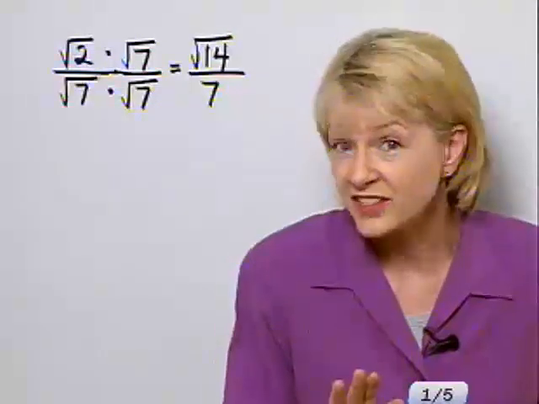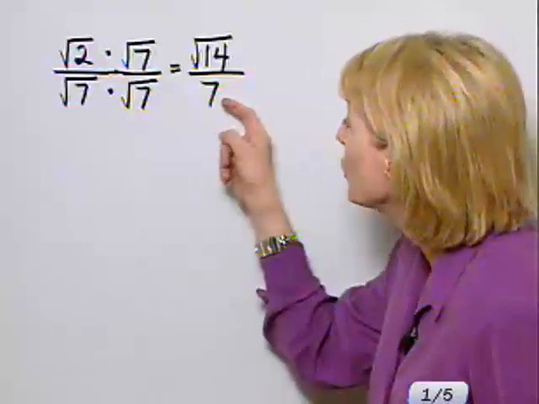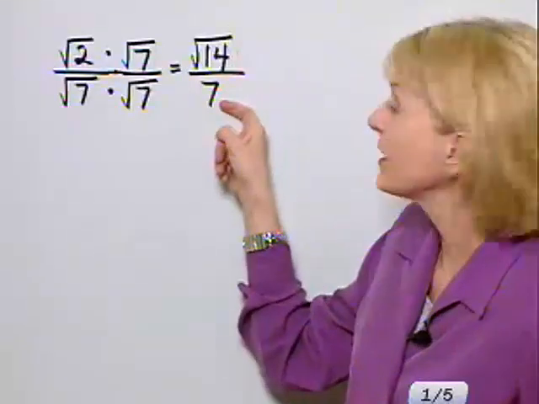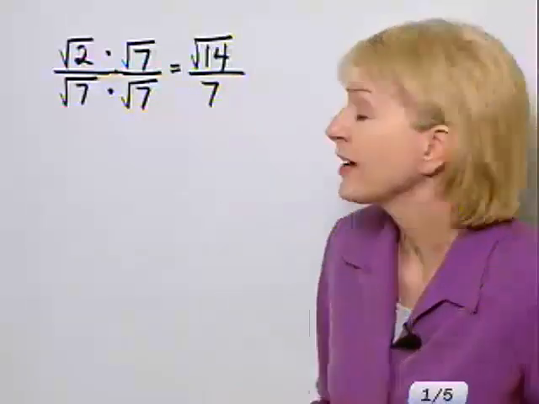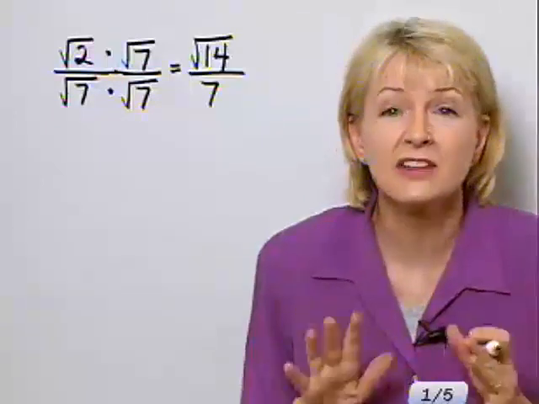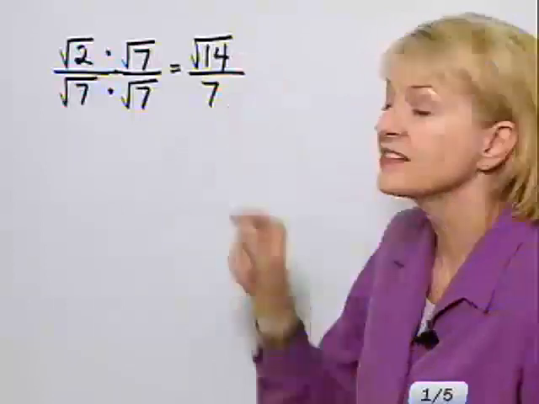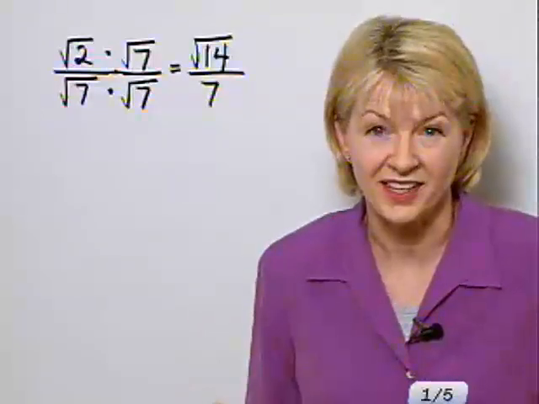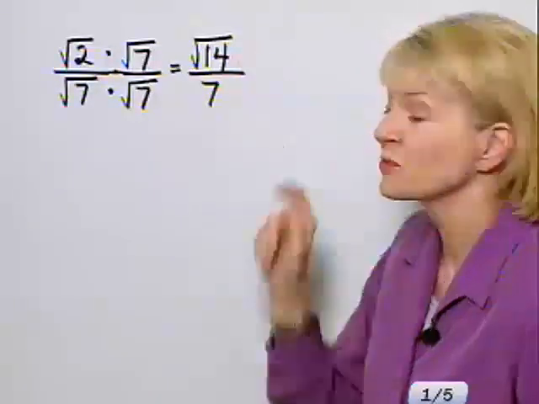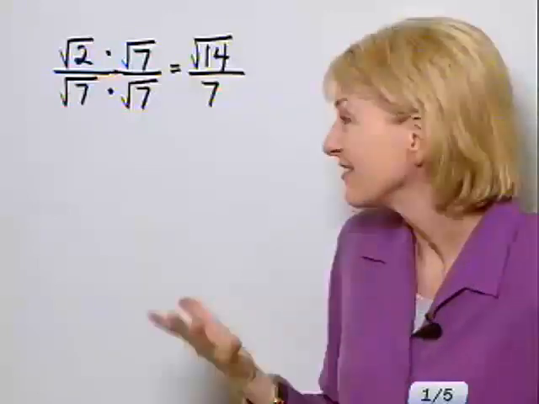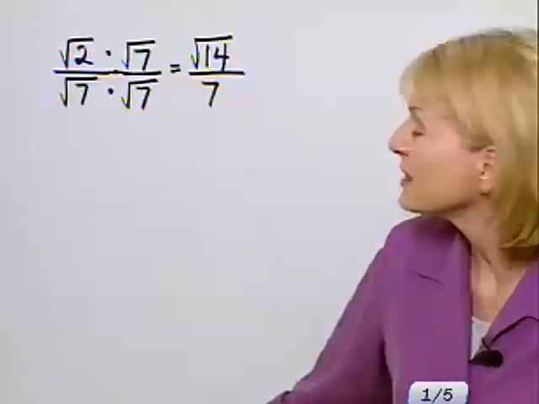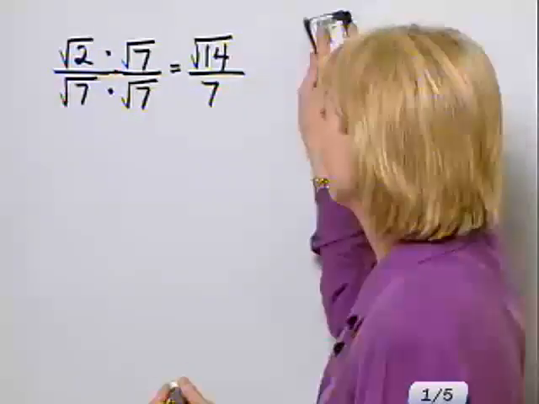Now, by the way, just in case you're wondering, can I say, I don't know, divide out a common factor of 7? The answer is no, because this is 7, but this is the square root of 14. So you may not work with this radicand like that. I've rationalized the denominator. Let's try this again.